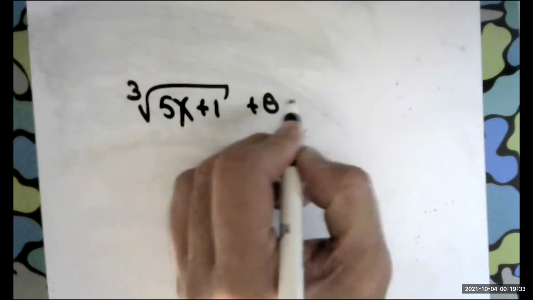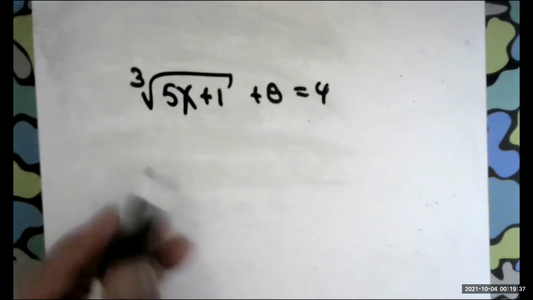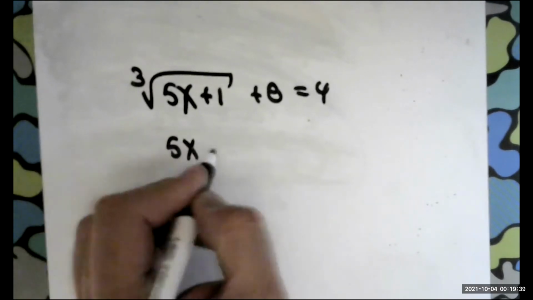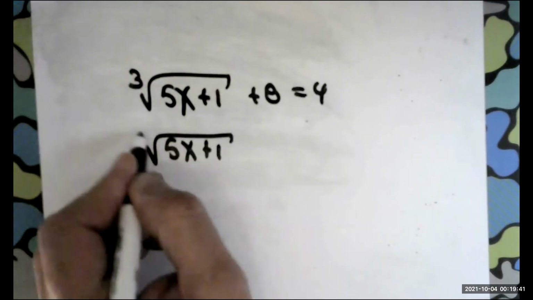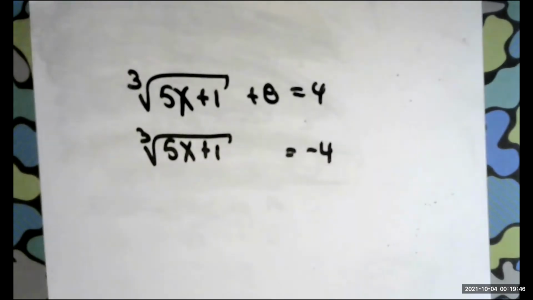5x plus 1 cube root plus 8 equals 4. We proceed to subtract 8. So the cube root of 5x plus 1 equals 4 minus 8, which is -4. In this case, we'll be tempted to say there is no solution. However, be careful. Let me go ahead and share the screen once again.